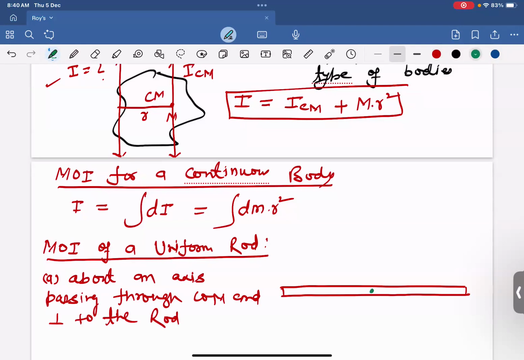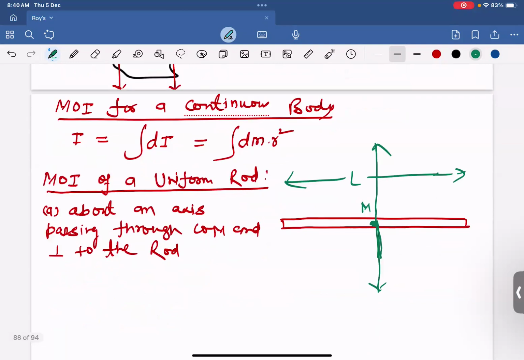So let's suppose this is the axis here, this is the center of mass, which will be the midpoint only here, and this is the rod. This is the axis. The total mass you can take as M, and the complete length of the rod you can write as L. So I'll take a small element here, at a distance x from the axis, and its length is dx. Up to here, understood?